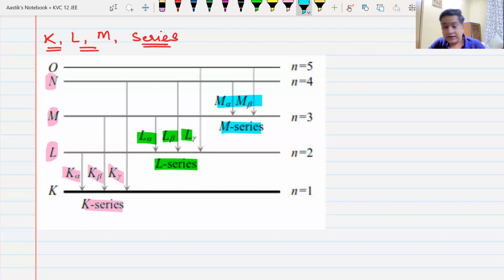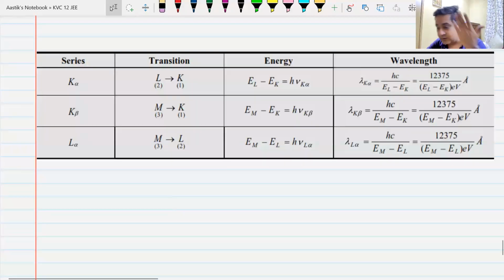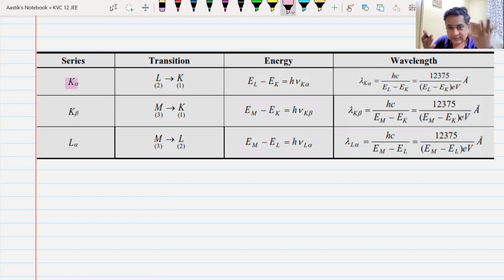Done, sir. Then this table is drawn for K alpha, K beta, and L alpha. You can make it for other series as well, but these are the 3 series that normally come in your examination. First see what I am speaking, then write. What happens in the K alpha series? The electron jumps from L to K. Do we understand this?